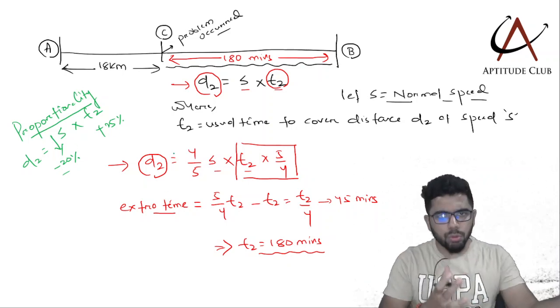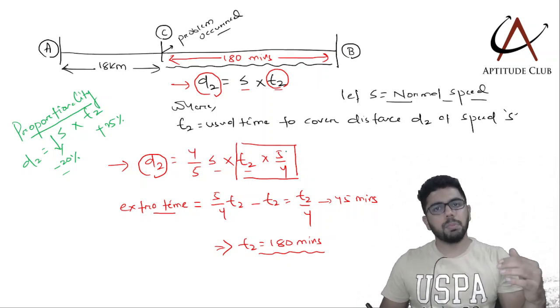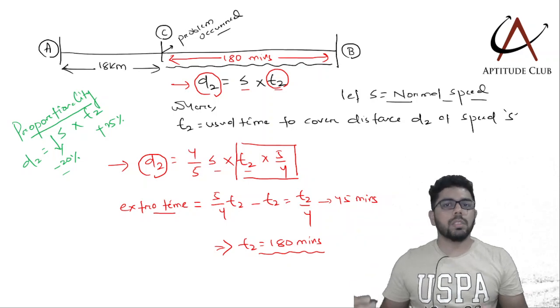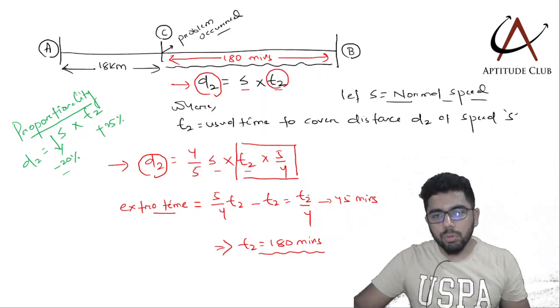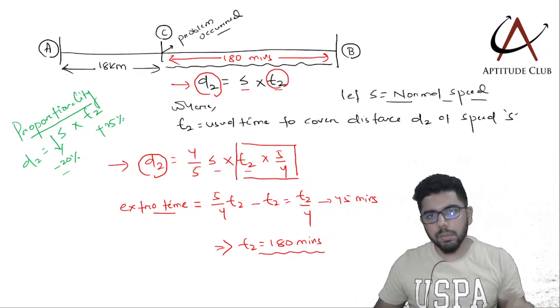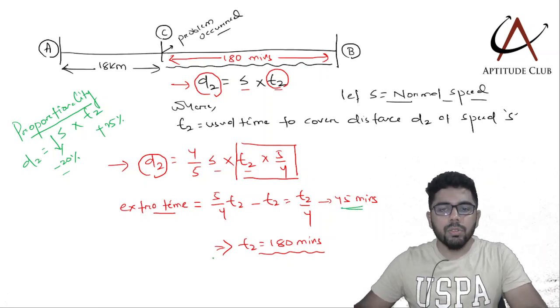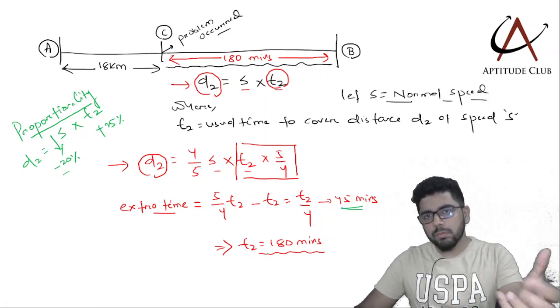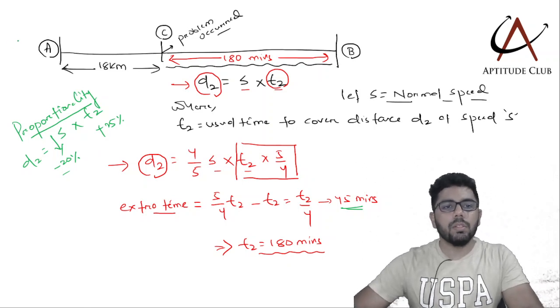Now if at all you don't know this, I explained the normal method also. 4 by 5 times speed means 5 by 4 times the time. So the extra time, or the time increase, is T2 by 4, which indeed is 25%. 1/4 of anything is 25%. So T2 by 4 becomes 45 minutes. So T2, the normal time, is 180 minutes. That means traveling at its usual speed, the car takes 180 minutes from point C to point B. This is my scenario 1.